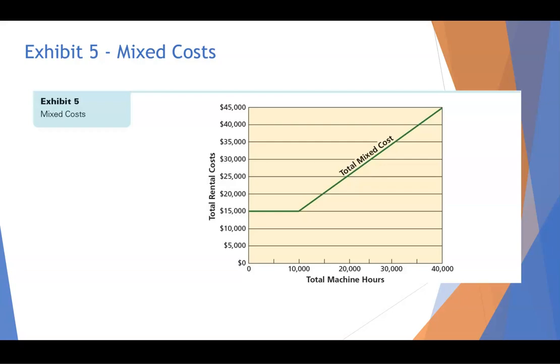Here, this shows you how mixed costs play out within a relevant range. So with that rental charge, there is a certain base cost, and then as the hours increase, that cost will also increase.